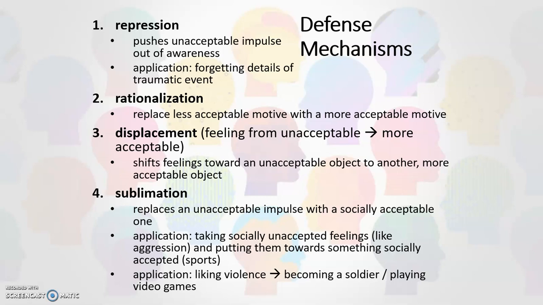Rationalization replaces less acceptable motives with a more acceptable one. Displacement shifts your feeling from an unacceptable one to a more acceptable one, which, if you try to think more positively or find that one positive, could help change your mood. Sublimation replaces an unacceptable impulse with a socially acceptable one. Like if you have aggression, which tends to be a socially unacceptable feeling, you can put it towards something socially acceptable like sports or running. If you really like violence, become a soldier or play video games instead of going around beating everyone up.